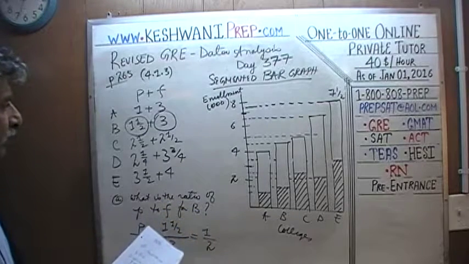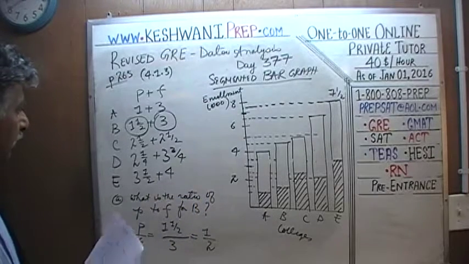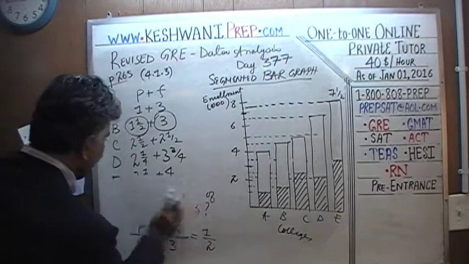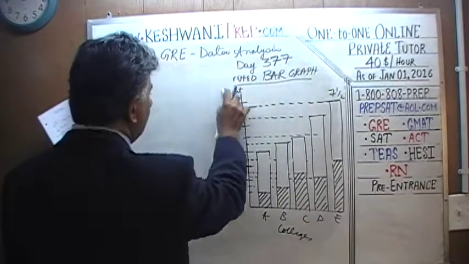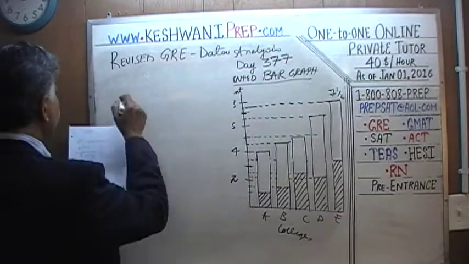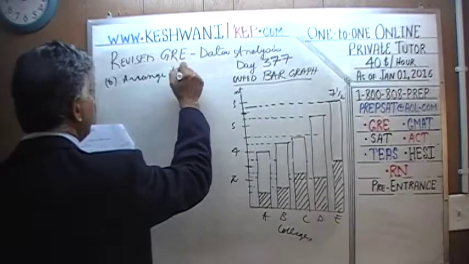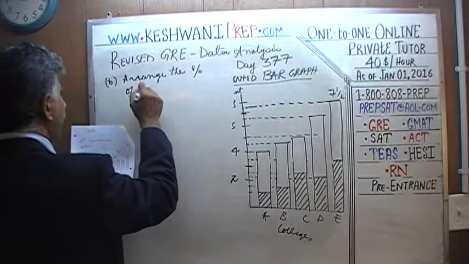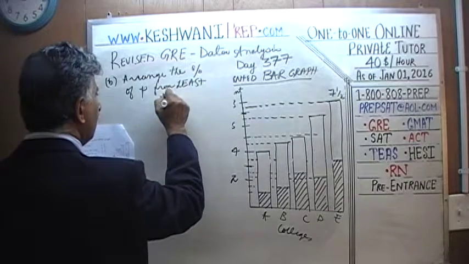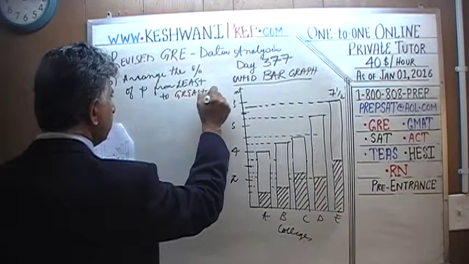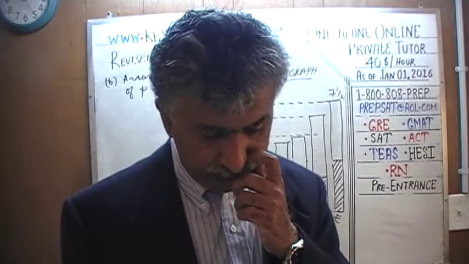And for this we actually do need the room. Question is, which one do I erase? Do I erase this chart or do we erase this? Let's erase this thing. It says, and this is something you have to do yourself, arrange the percentages of part-time students from least to greatest in each college.